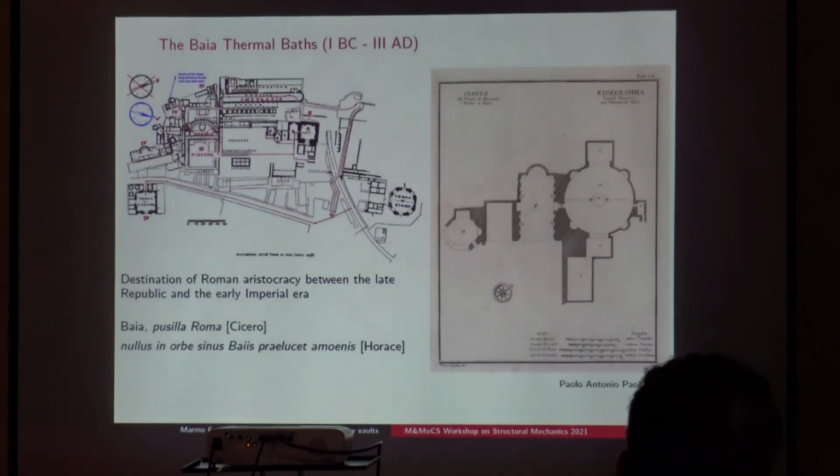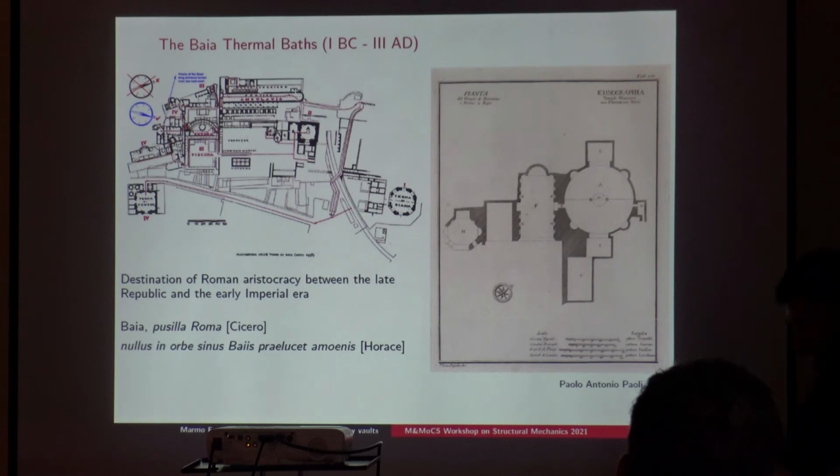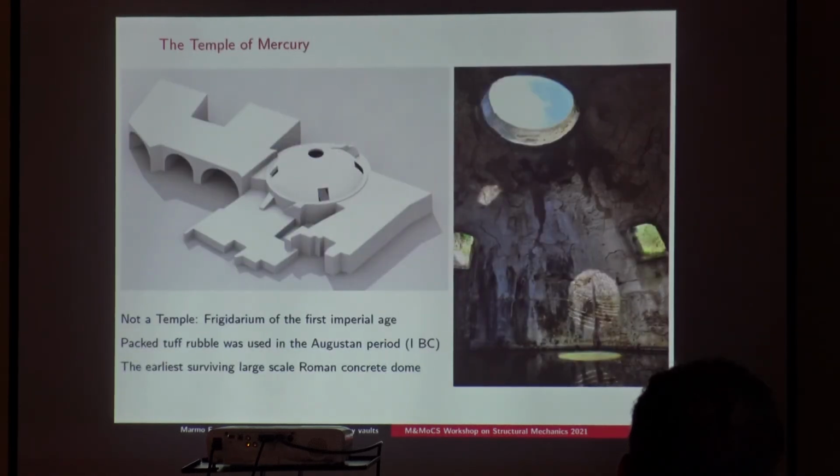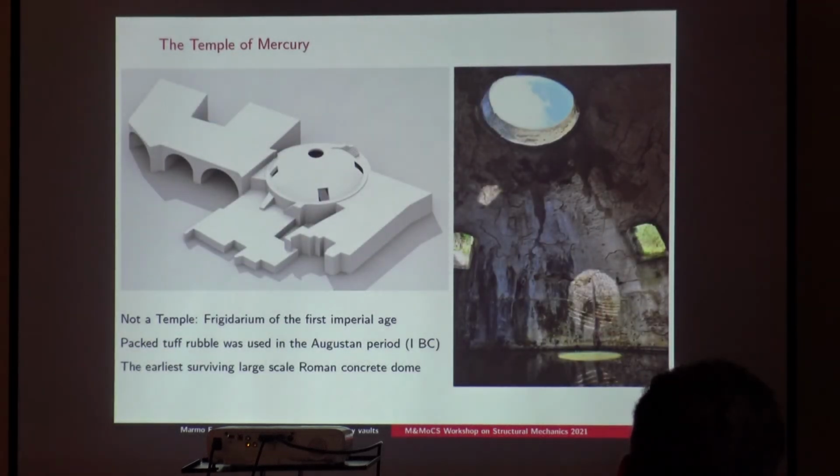And so the application that I will show you regards a vault that is in Baia thermal baths. Baia is a city near Naples. And the vault is the so-called Temple of Mercury. This is a dome built in the 1st century before Christ. And actually, it is thought to be a prototype of the Pantheon in Rome, because the size of this vault is just half of the Pantheon.